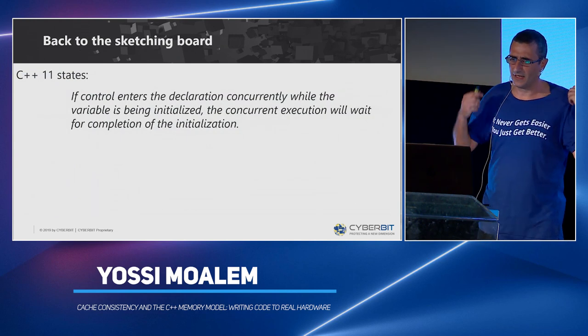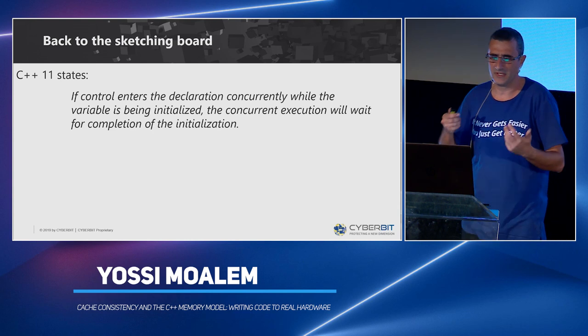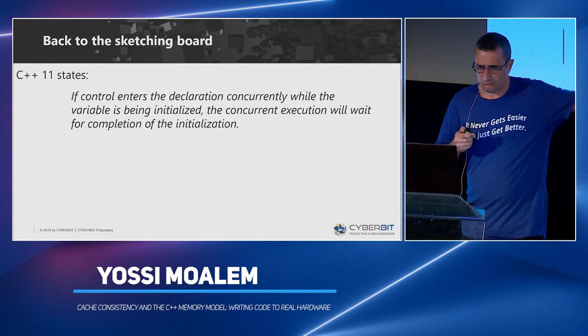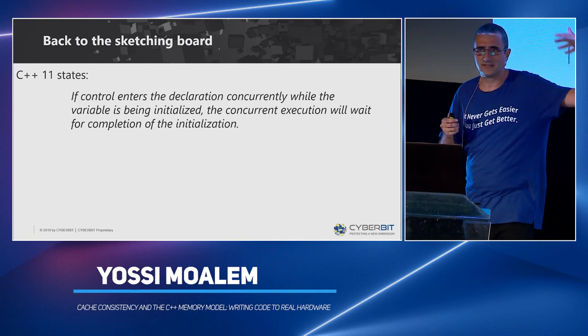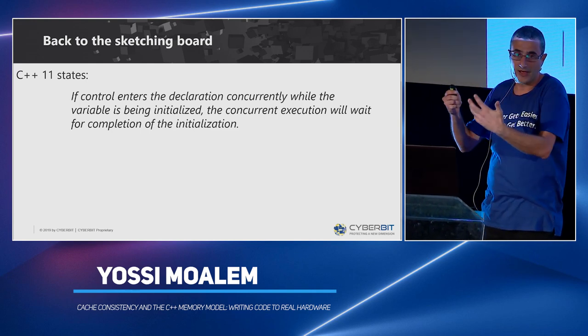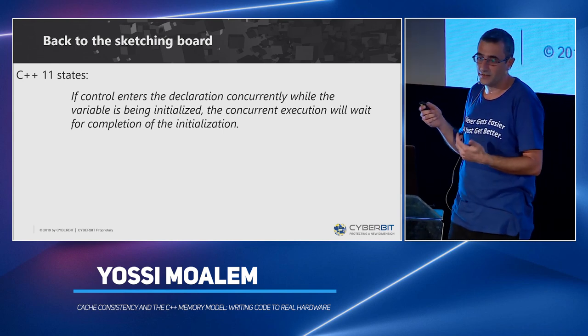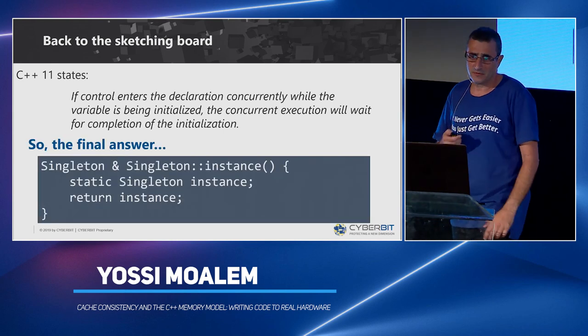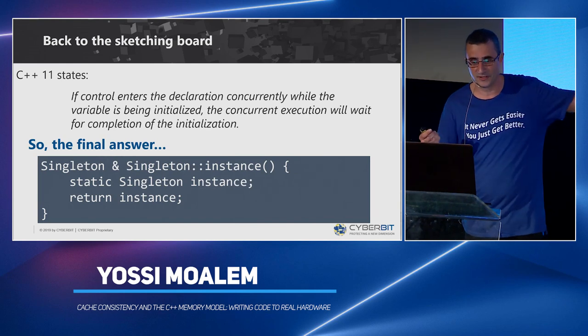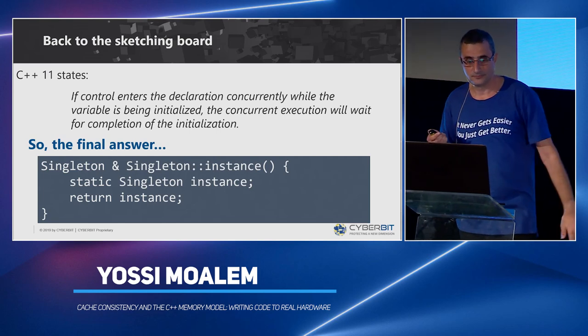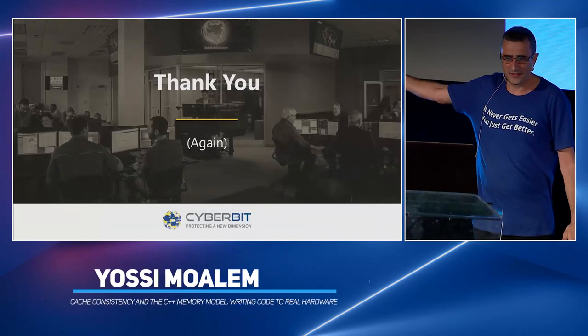But if you look back at what C++ guarantees us, starting with C++11, what all this says is that static variables inside a function are guaranteed to be thread safe. They're guaranteed to be initialized only once. So it basically means that Meyers singleton actually works in C++11. And that's the real thank you.